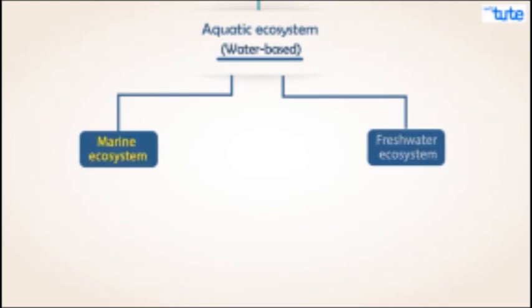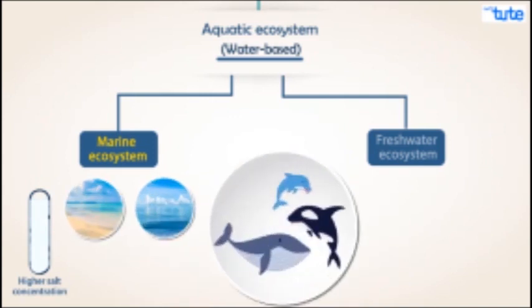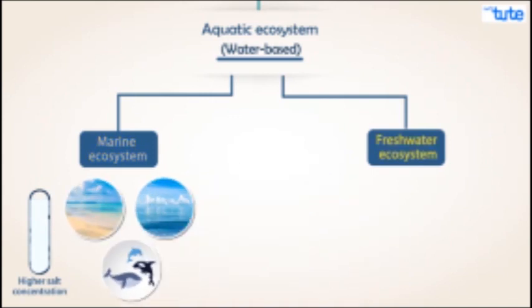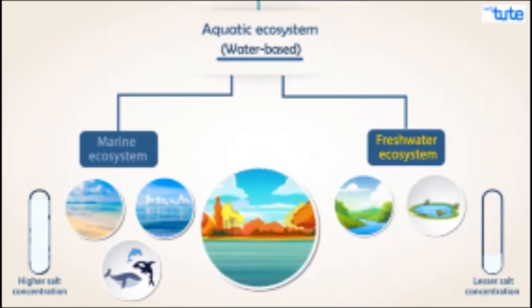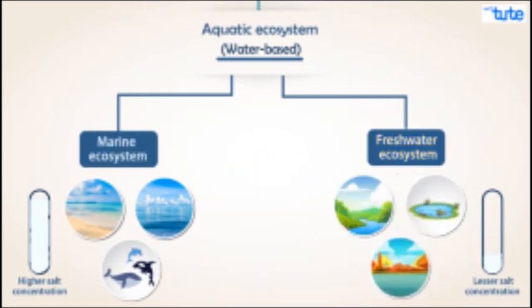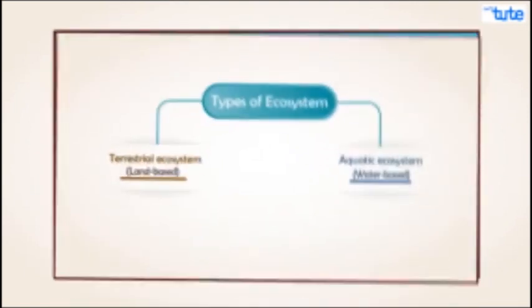The marine ecosystem contains higher salt concentration in the water and includes seas and oceans. They have a wide variety of organisms present in it. The freshwater ecosystem has lesser salt content in the water and includes rivers, ponds, lakes, streams. The variety of organisms is comparatively lesser. So with this, we end our session today. Here we saw what an ecosystem actually is and the classification of it.